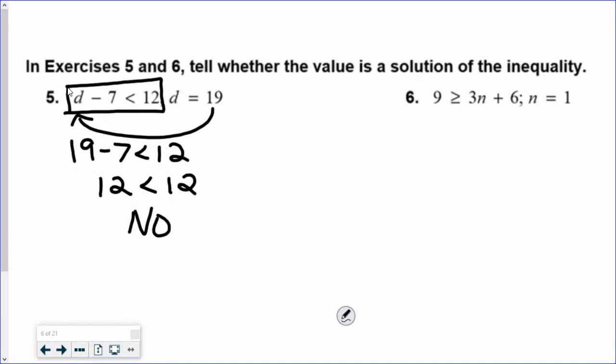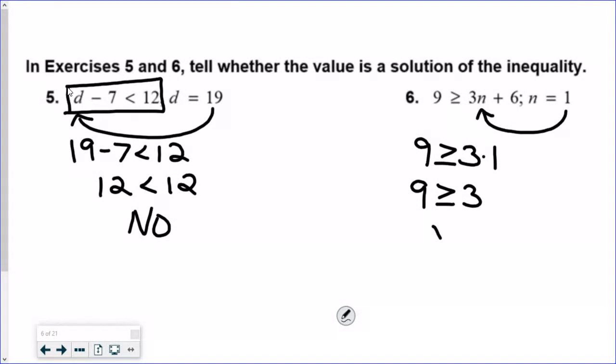Tricky. Okay, I'm going to put the 1 here. So that means 9 is greater than or equal to 3 times 1. So is 9 greater than or equal to 3? Yes.